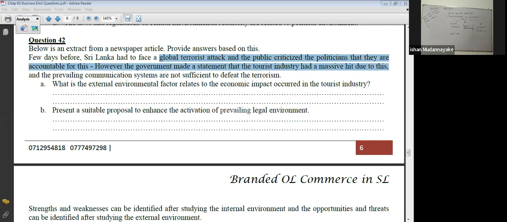Sanjali, what's the answer? Sanjali, can you give me an answer?